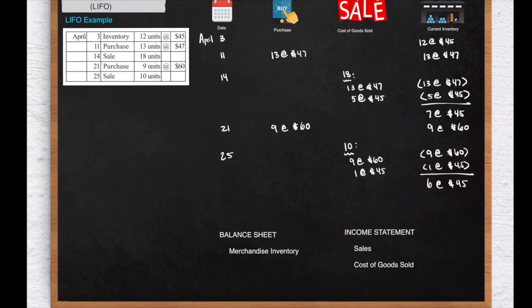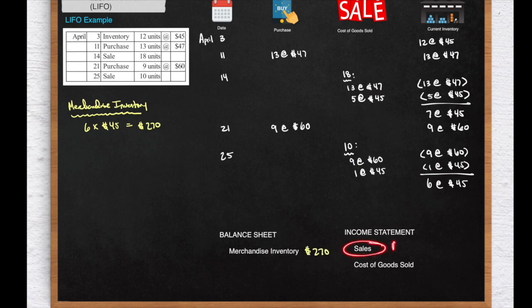So if a question asked, what is the current inventory? Well, what that's asking is, what is the merchandise inventory on the balance sheet? Well, it's the inventory that's still remaining, and that's why that column is very important to keep track of. So your merchandise inventory right now is made up of the 6 units at $45. That will give us $270. So we're going to put $270 on the balance sheet.